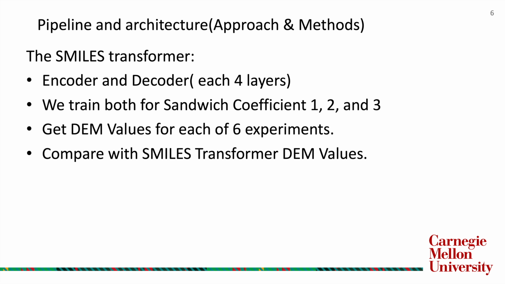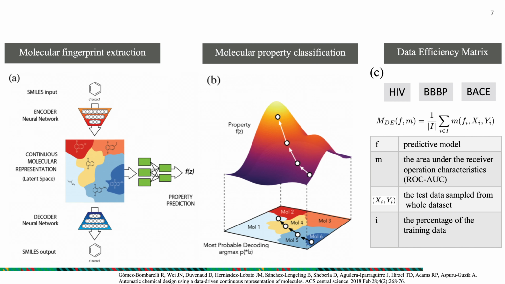Now we talk about the pipeline and the architecture. For the vanilla SMILES transformer, we have 4 layers for our traditional encoder and decoder. So now we're trying sandwich coefficients of 1, 2, and 3 for either our encoder or decoder. Also, according to the paper, we should still leave some of the interleaving layers in our encoder and decoder. So that's why we're not trying sandwich coefficient of 4. And then we'll get DEM scores of all these 6 experiments, and then compare with the vanilla SMILES transformer DEM values. This is what our pipeline looks like.